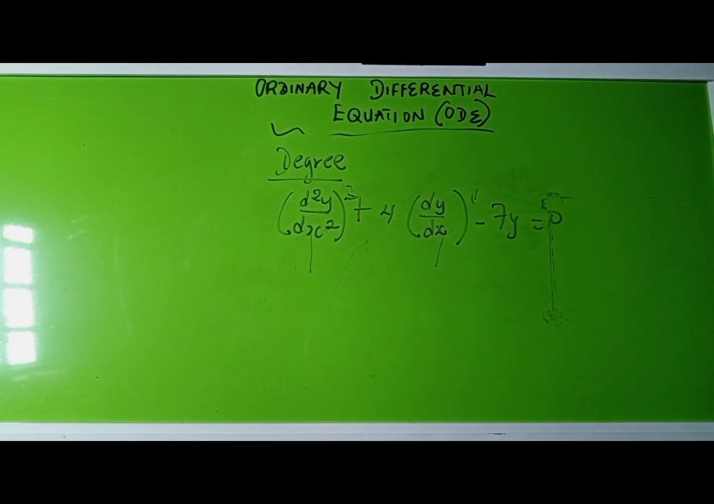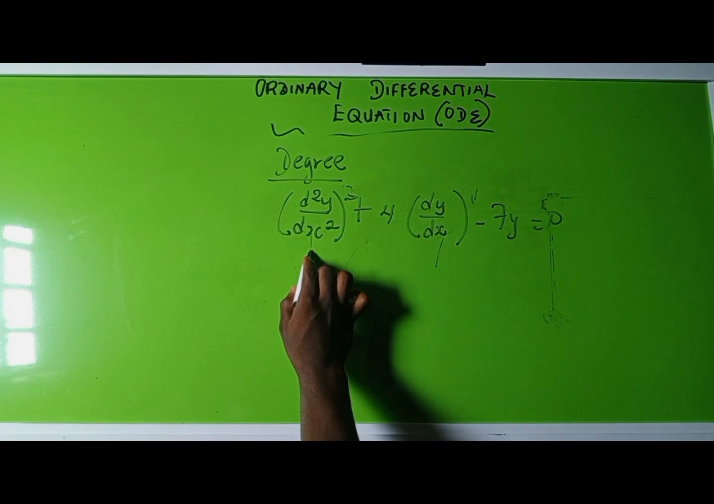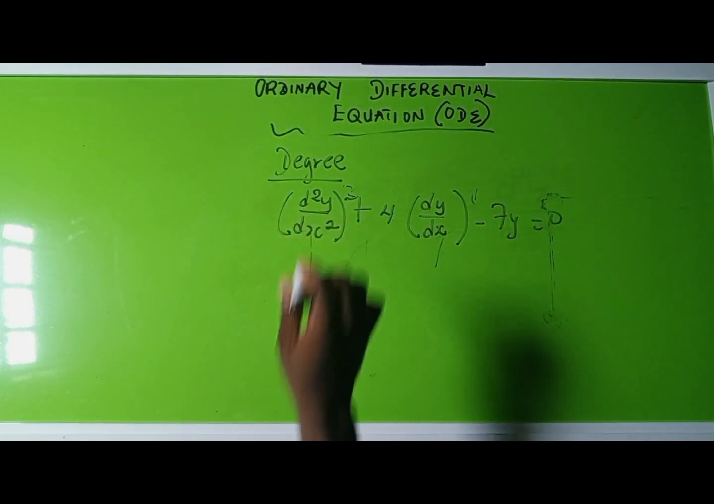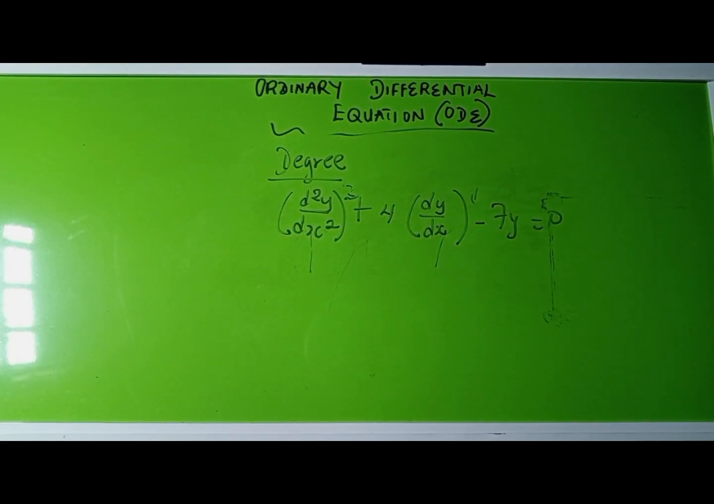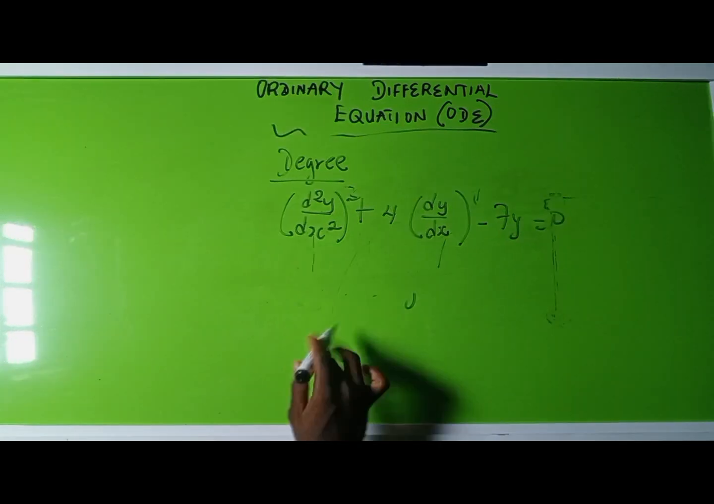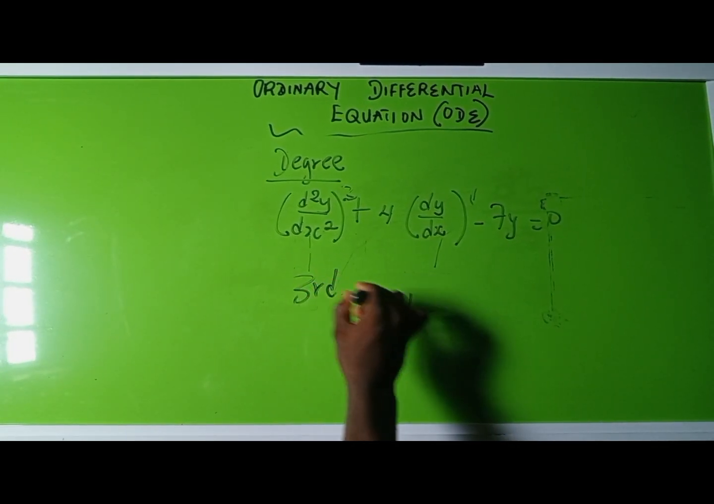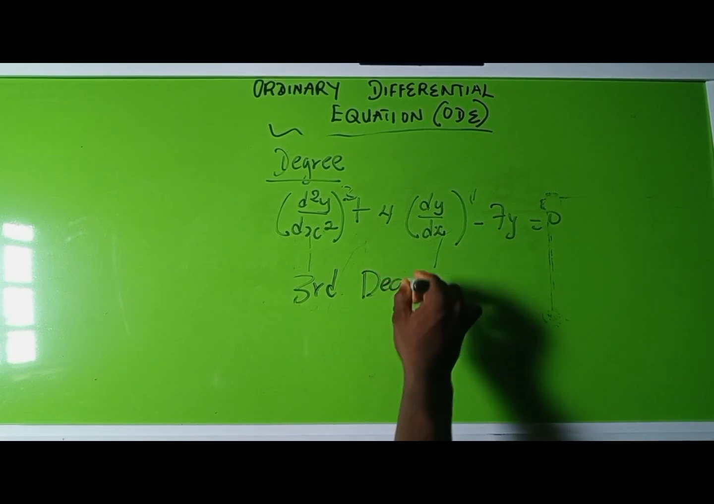Now, what do you simply do to get your degree? Your degree is the highest power of a derivative. Looking at the two derivatives we have, what is the highest power? We know that the second derivative is carrying a power of 3, so that is our highest power. So what is the degree of the equation? The degree of the equation is simply the third degree.